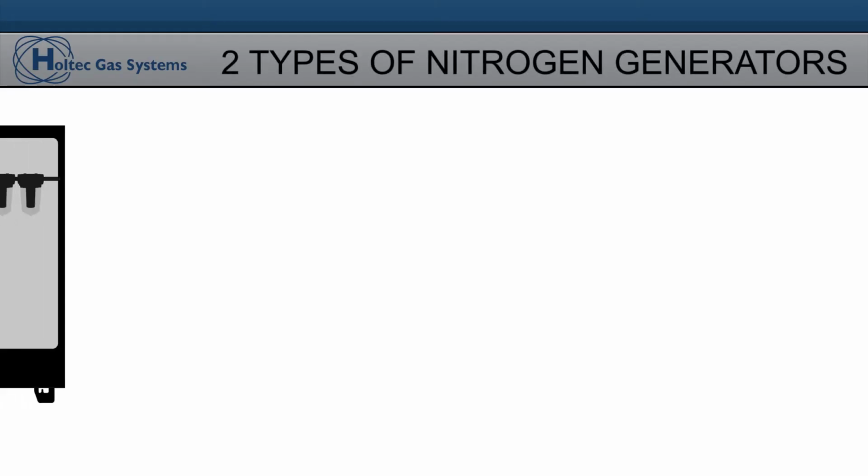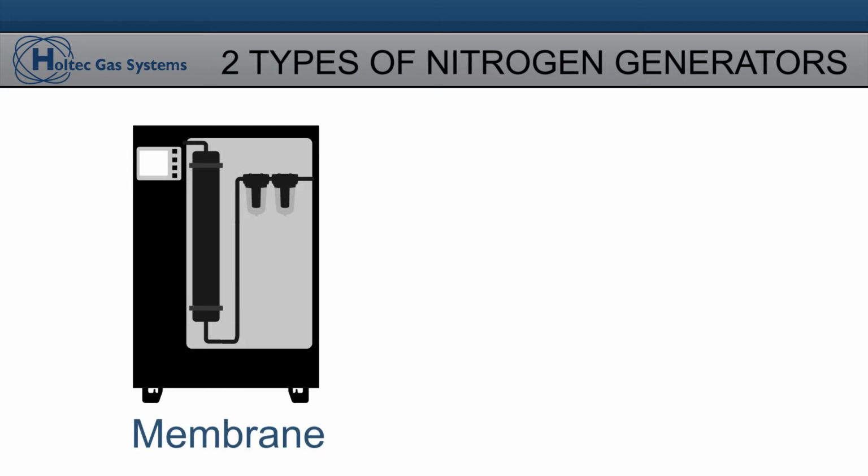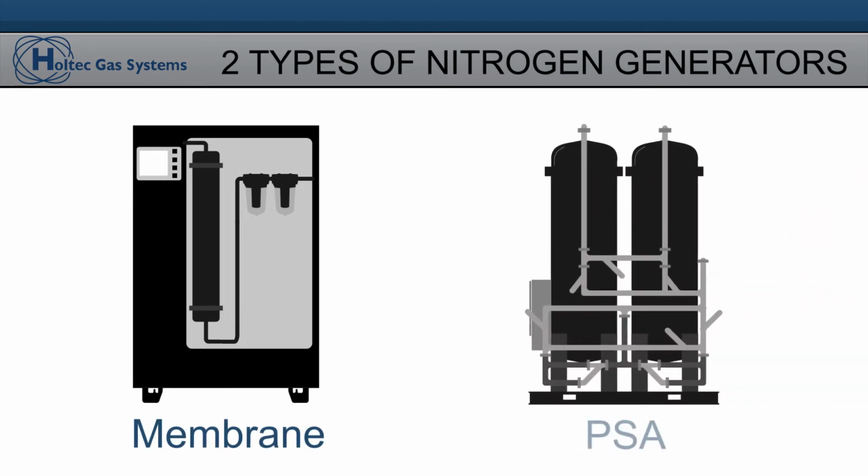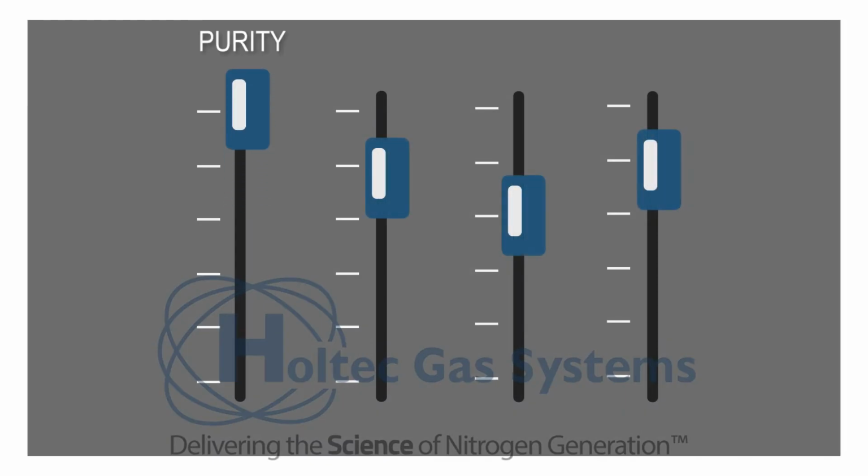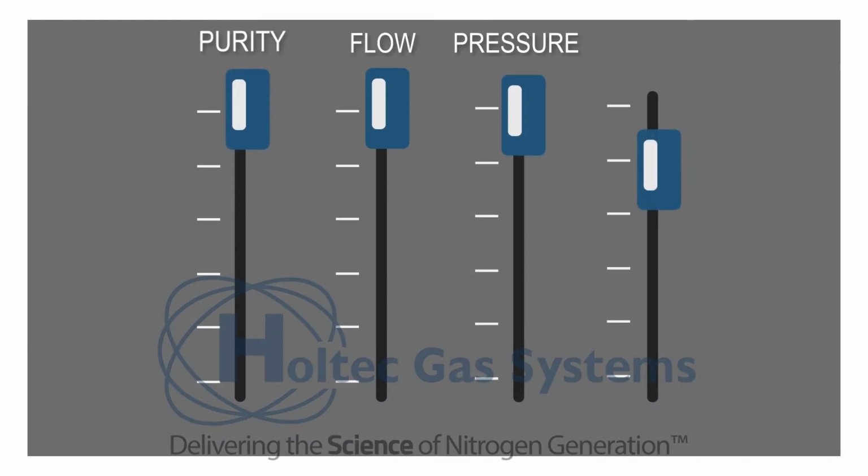The 2 types of nitrogen generators that we offer are membrane type and pressure swing adsorption, PSA, type. Both require a source of clean, compressed air, and in a future video we'll talk about the differences between these systems. There are 4 major factors to consider when selecting the right nitrogen generator: purity, flow, pressure, and temperature.